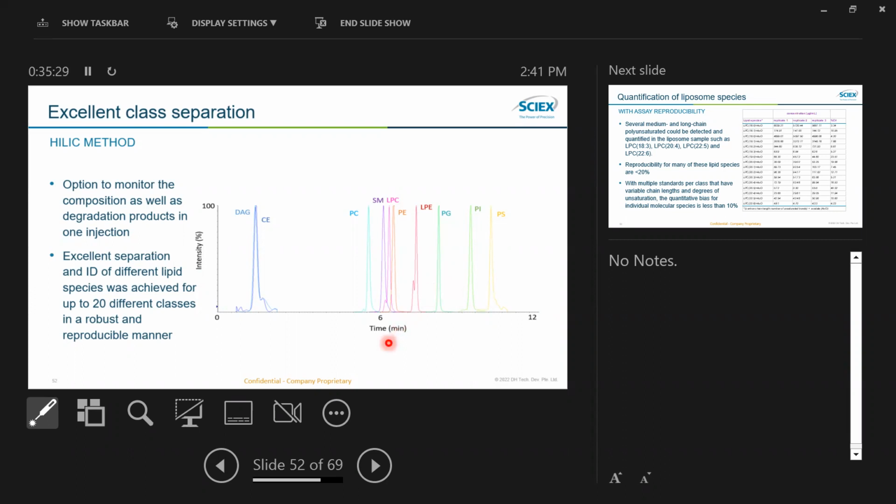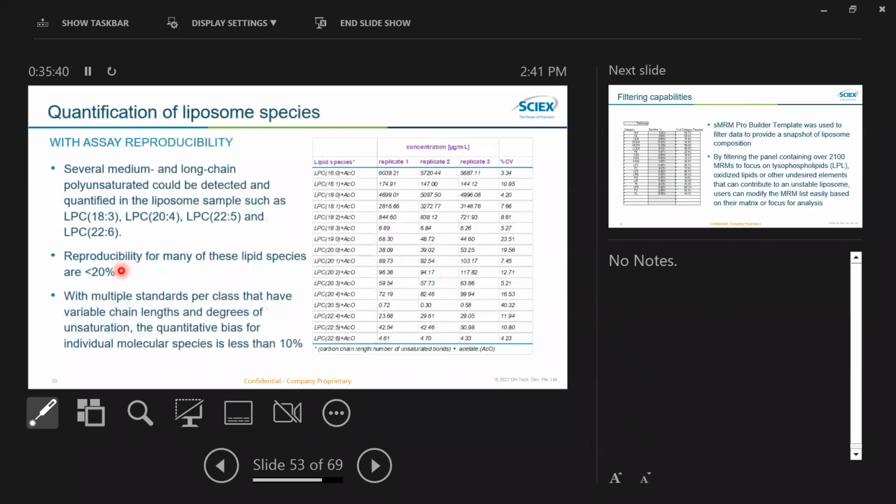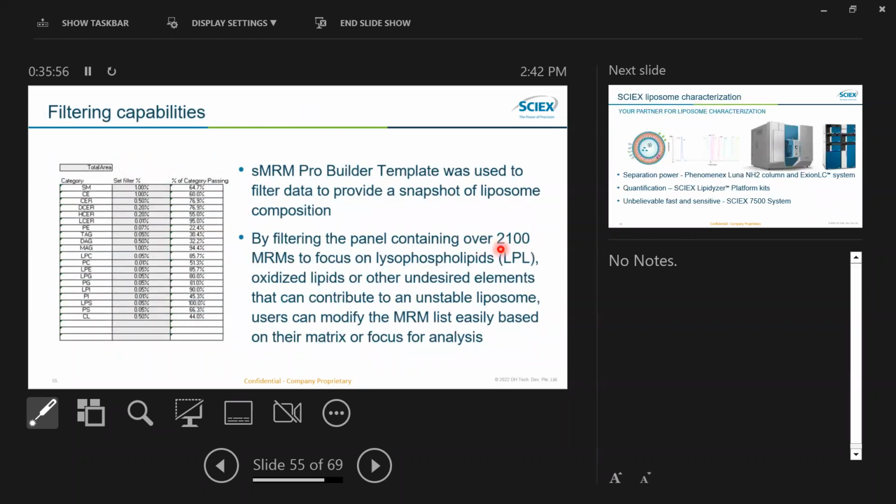In the case of liposomes or lipid nanoparticles, one of the breakdown products would be a hydrolysis to a lysophospholipid. So using this base methodology, we can then look specifically for lysophosphatidylcholine species. We get really nice reproducibility with this type of instrument, and we can take this method with 2,000 or so MRMs and then filter it down to just what we want to look for, depending on the formulation.